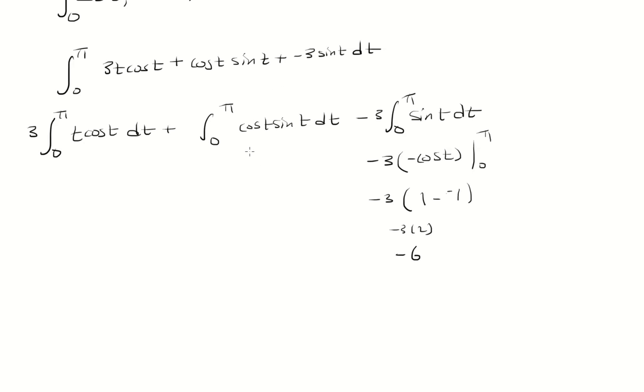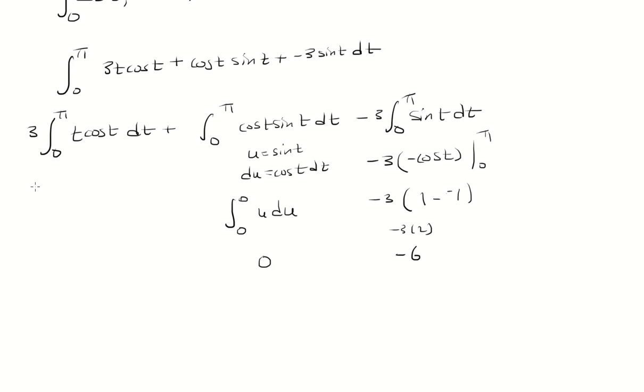For the second one, we do a u substitution. We let u be sine t, so du is cosine t dt. If t equals 0, sine 0 is 0, so u is 0. If you plug in t equals pi, sine of pi, you also get 0. So this is basically the integral from 0 to 0 of u du, which, because these limits are the same, is going to be 0.